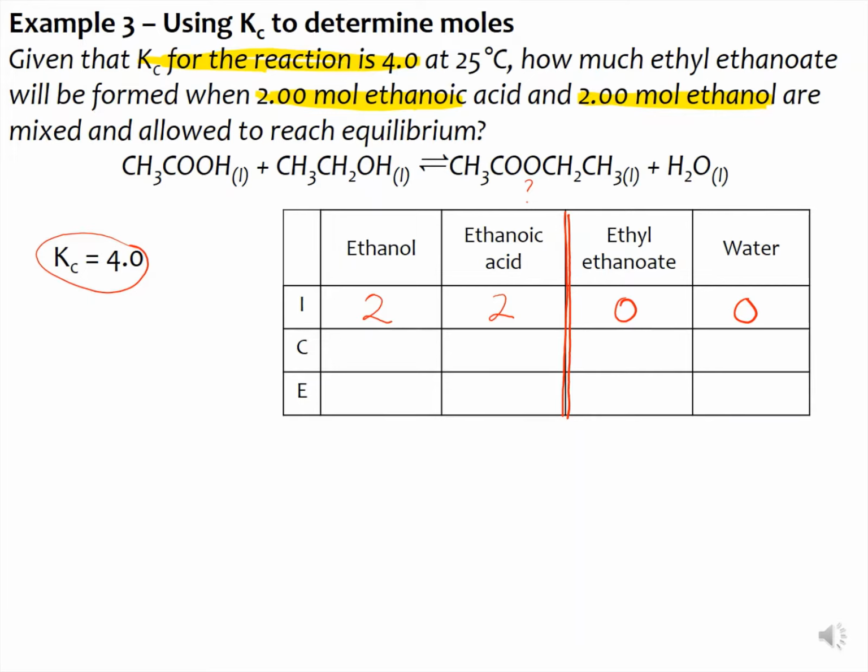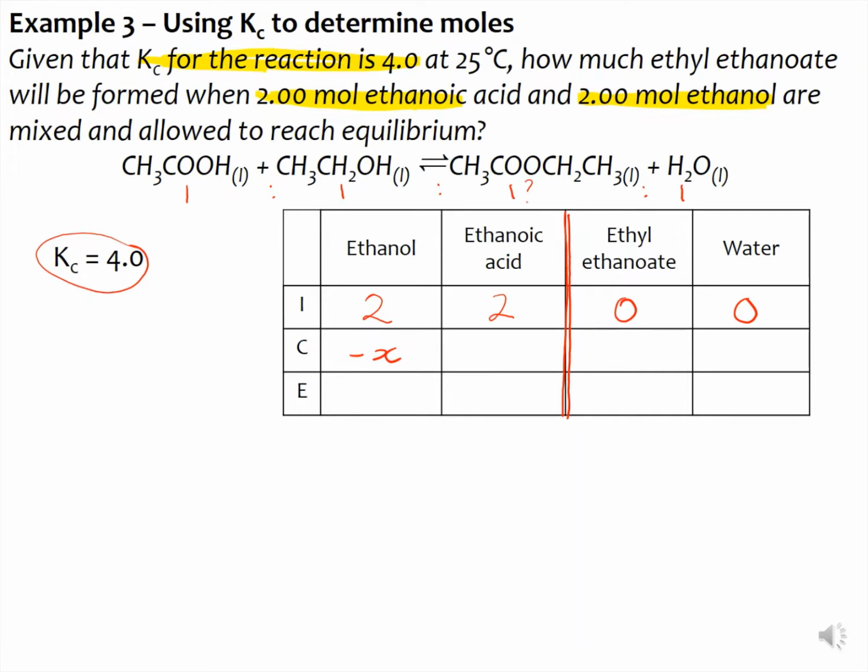Well, this is where we have to use a little bit of maths. In maths, if you have an unknown quantity, you would normally use an x, and that's what we're going to use here. We're going to say that x is how much ethanol has reacted by. So ethanol has decreased by minus x, or decreased by x. We're then going to look at the ratio in the equation, and say if x moles of ethanol has reacted, how much ethanoic acid will react, and how much ethyl ethanoate and water will be formed.